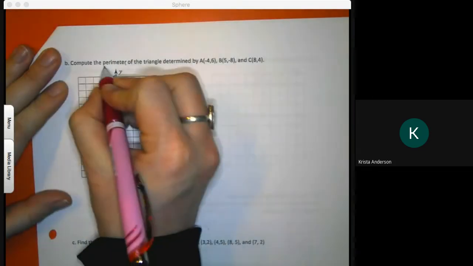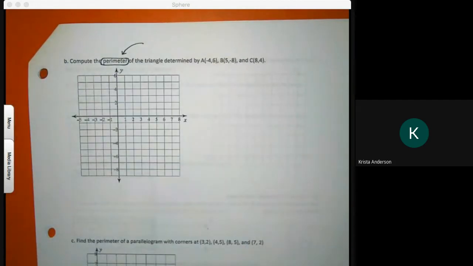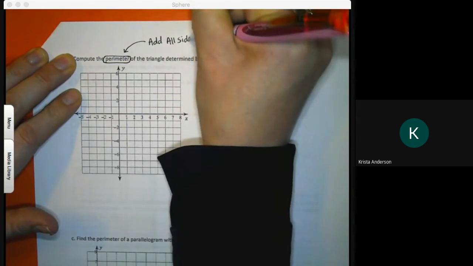All right, turn the page. Does anybody remember what perimeter means we do with a shape? We only look for the outside numbers. Yes, I only need outside numbers. What do I do with the outside numbers? Multiply them. That's area. Area I multiply. Perimeter I add. Add all sides together.